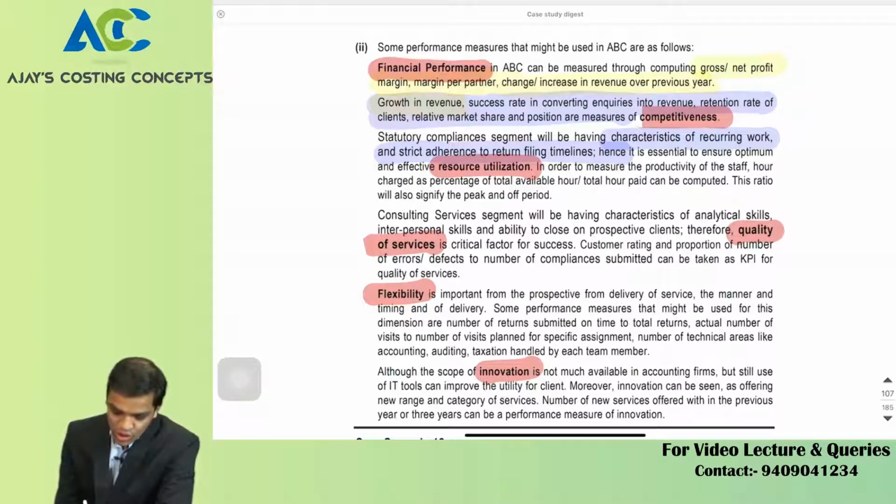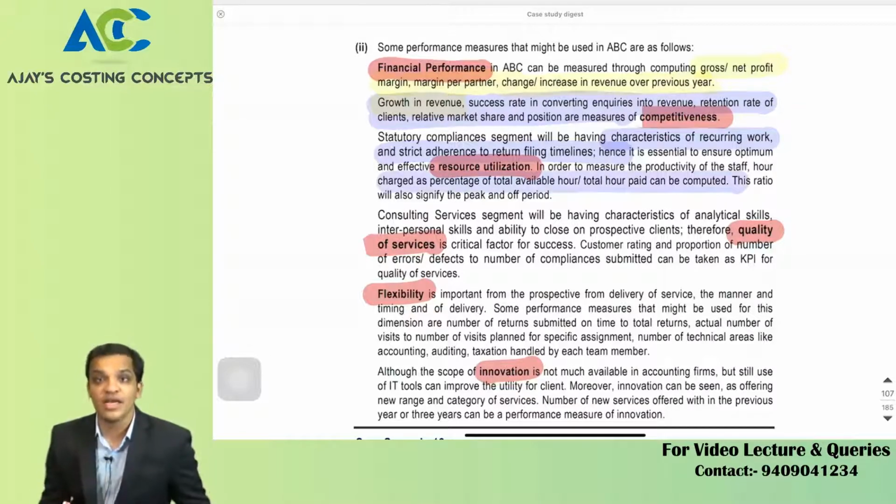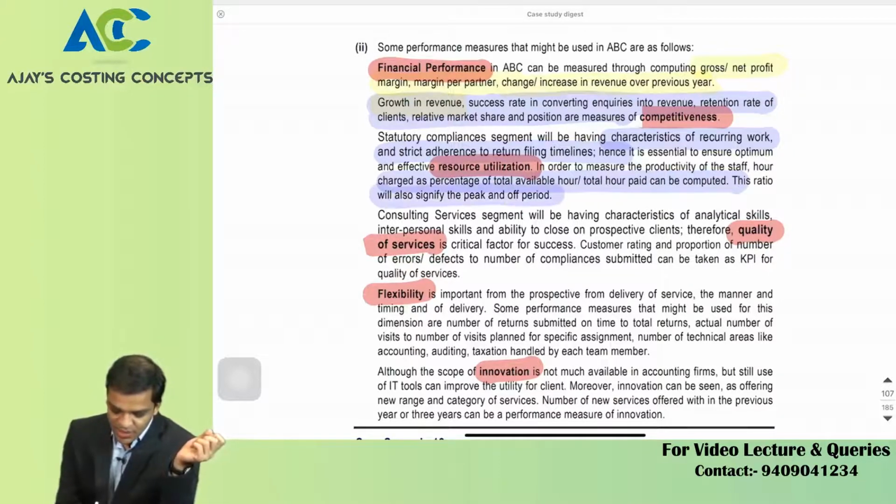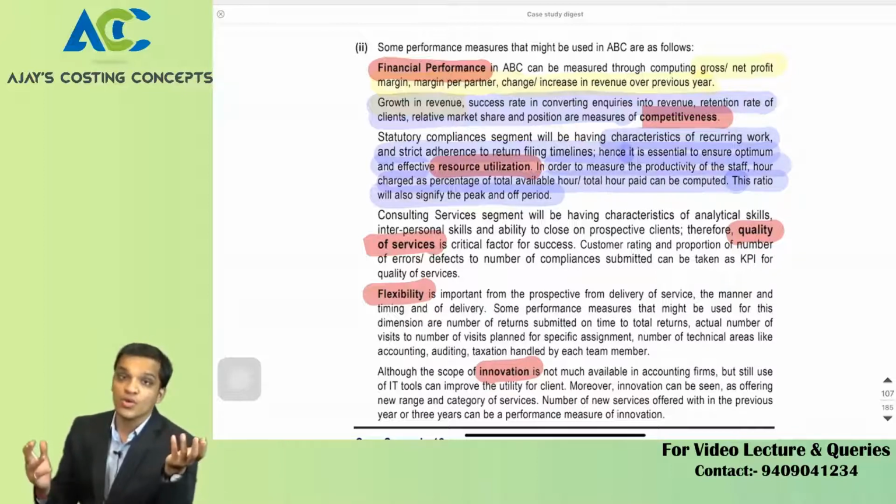In order to measure productivity, what is the charge to total revenue available, how many hours are you working for that, what is the number of hours that you have worked, right? So total available hours and total hours paid can be computed. This can signify the peak period. What are the essential, minimum, optimum and effective utilization that can be carried on? What is the quality of service?